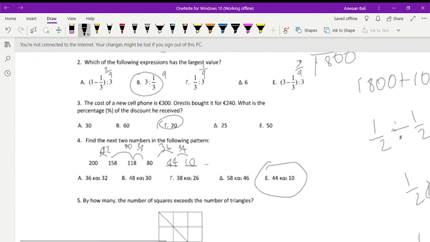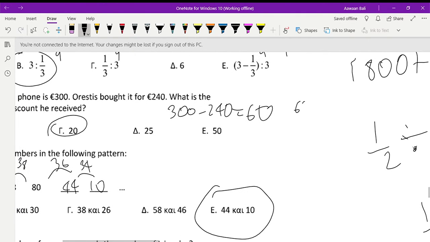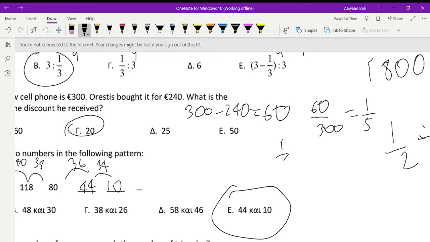Now, the cost of a new cell phone is €300. Orestes bought it for €240. What is the percent of discount he received? So basically, 300 minus 240 is 60, which means Orestes got it for €60 less. 60 upon 300, if you divide both numerator and denominator by 60, you get 1 upon 5. 1 upon 5 is 20 upon 100, and since every percentage is upon 100, it's 20%.